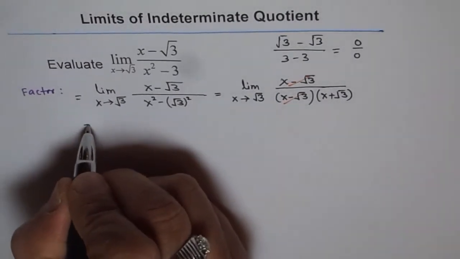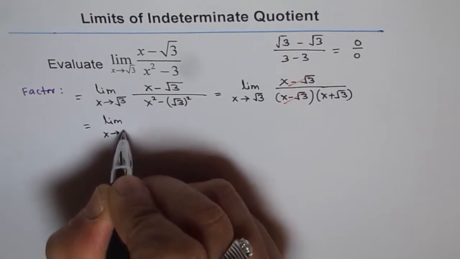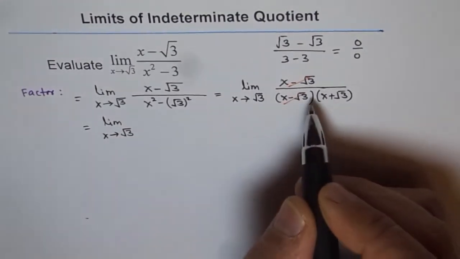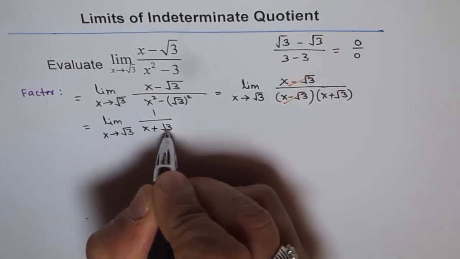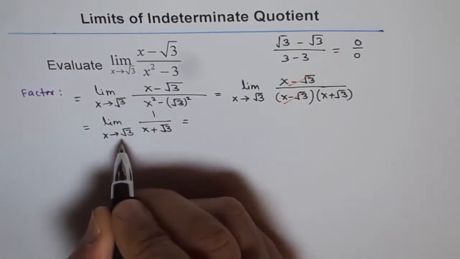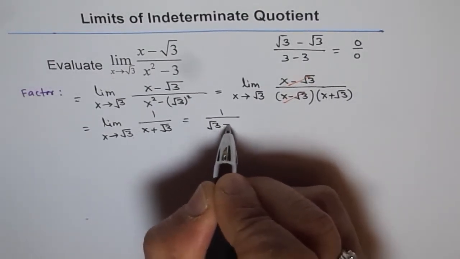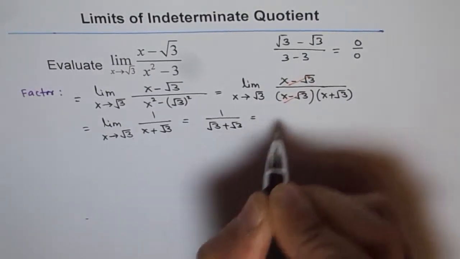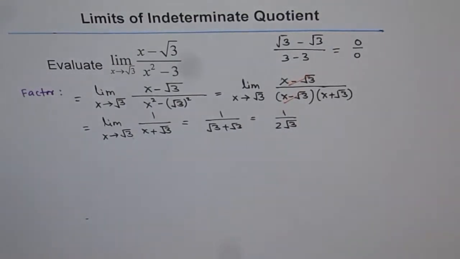Now we can simplify this and write the limit as x approaches square root 3 of 1 over x plus square root 3. Now after substituting x equals square root 3, we get 1 over square root 3 plus square root 3, which is 1 over 2 square root 3. So that is how we can solve this problem with factoring, correct?